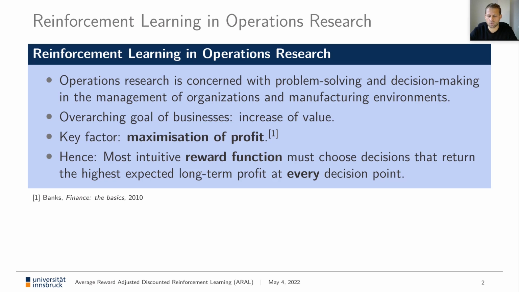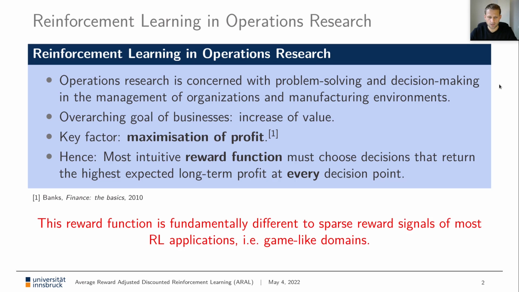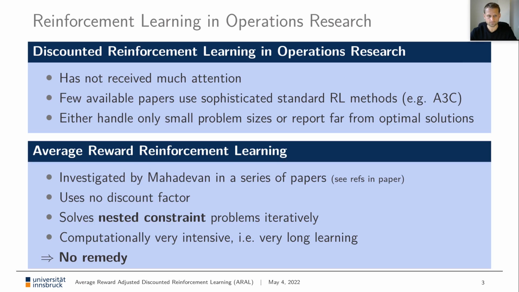The overarching goal of businesses is the increase of value, and one key factor in that is the maximization of profit, or translated into our context, the most intuitive reward function is to choose decisions that return the highest expected long-term profit at every single decision point. Note that this reward function is fundamentally different to the sparse reward signals that we are usually used to, so the game-like domains as we have seen before.